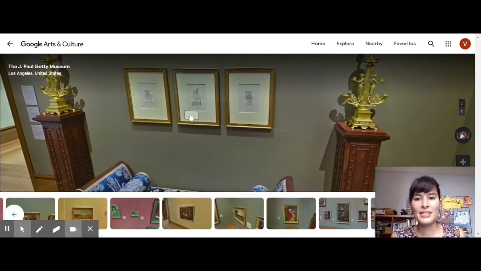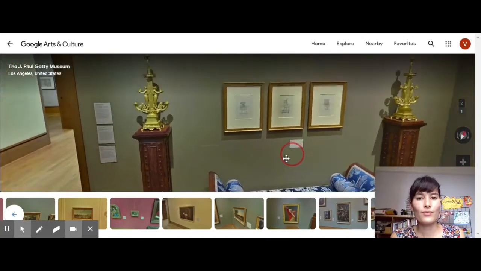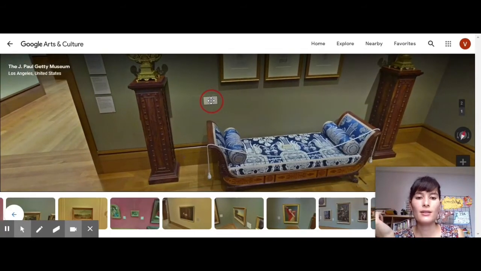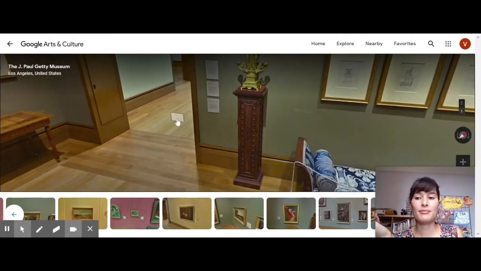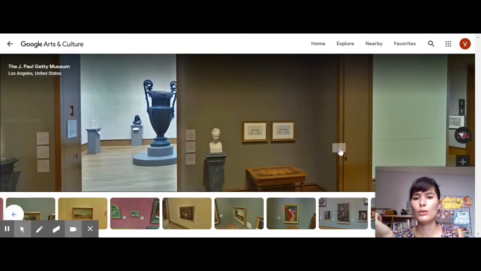Here we see some sketches of different furniture, and then maybe these are where you put your candles. Very, very ornate bench, table. Let's go in here.